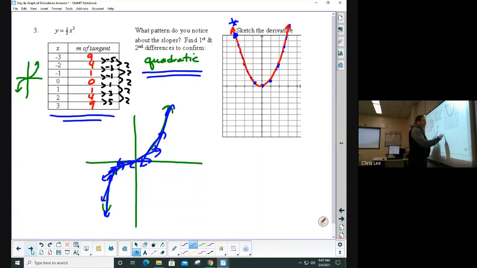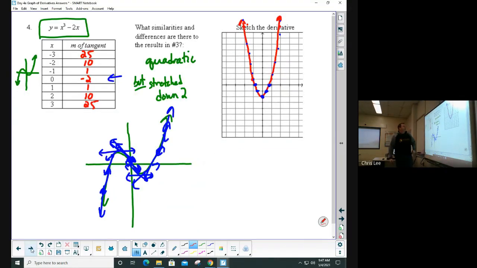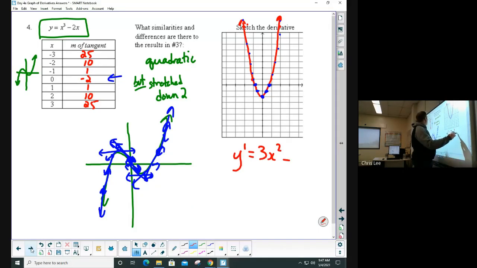This one ended up being just plain old y equals x squared. This one was y prime equals 3x squared minus 2. And again, you can see this is a parabola, a little bit steeper parabola, and down 2. So it's not a surprise there. But what maybe you are noticing is a connection between the original and the derivative. I'm not telling you what the pattern is yet. You're just getting a sneak peek to what our next unit is.